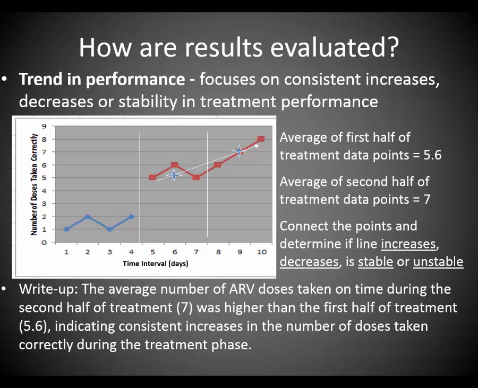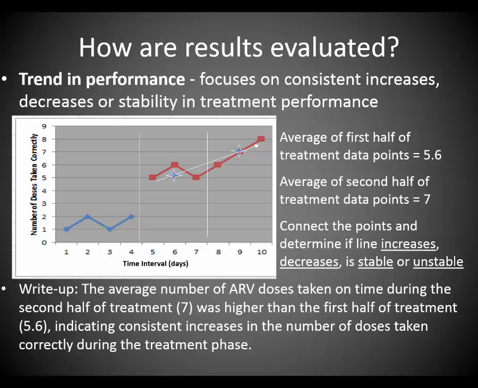Now, the final way in which we can evaluate our results is by examining trends in performance. Trends in performance focuses on consistent increases, decreases, or stability in treatment performance. So basically the way in which we calculate the trend in performance is by dividing the treatment phase in half. And what we would want to do is calculate the average for the first half of the treatment phase and compare that to the average of the second half of the treatment phase.